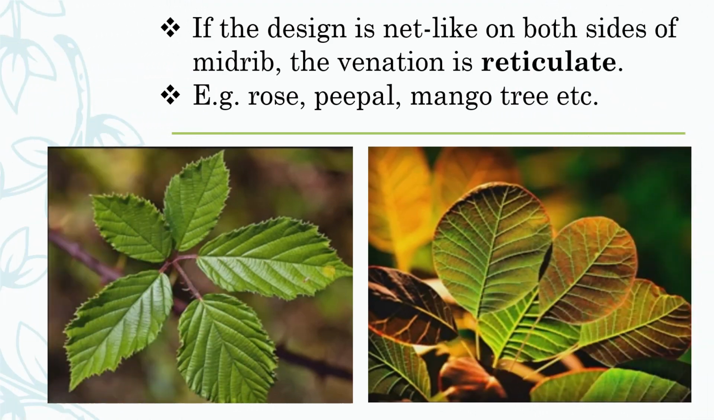If the design is net-like on both sides of midrib, then the venation is reticulate. Examples: rose, peepal, mango tree shows reticulate venation in the leaf.